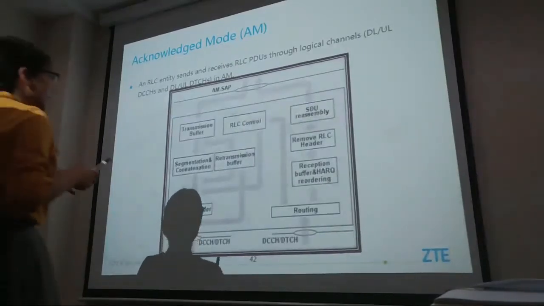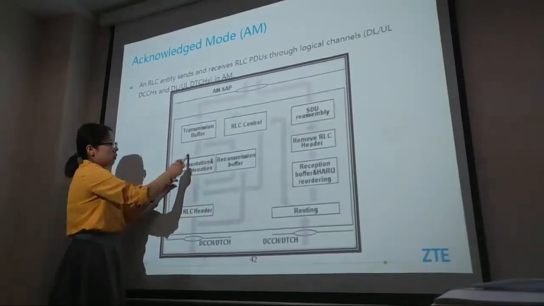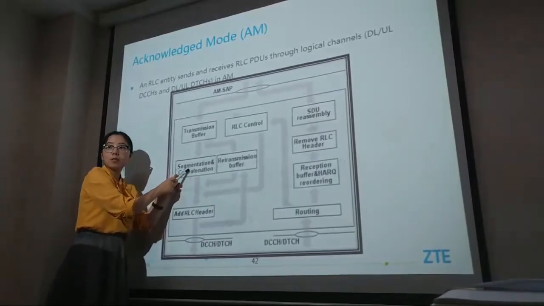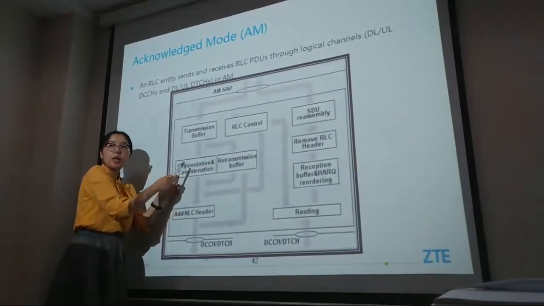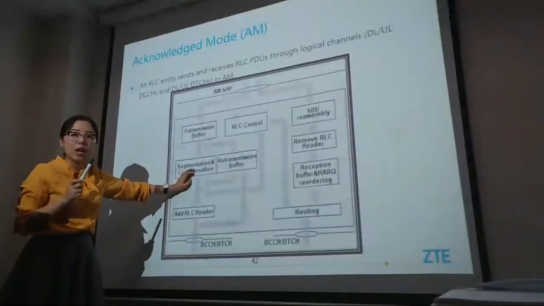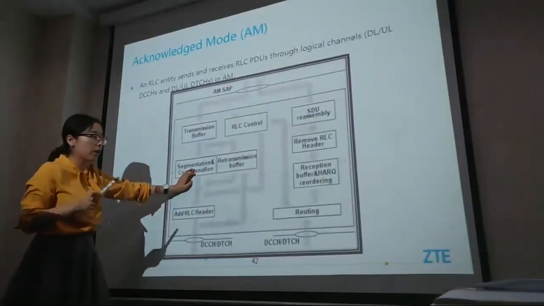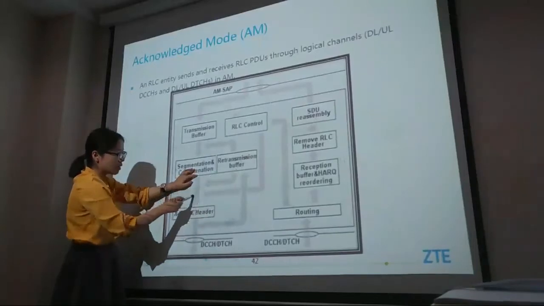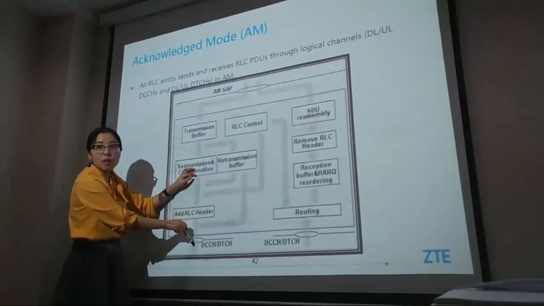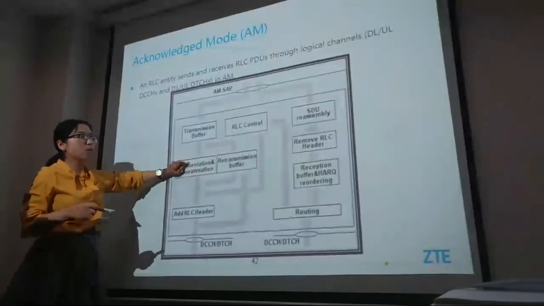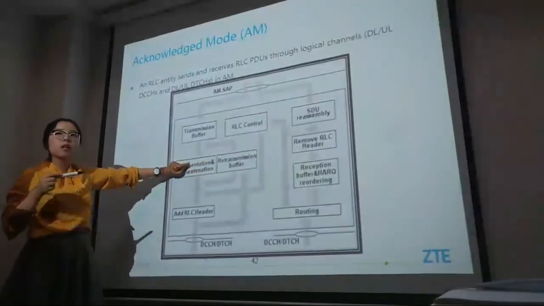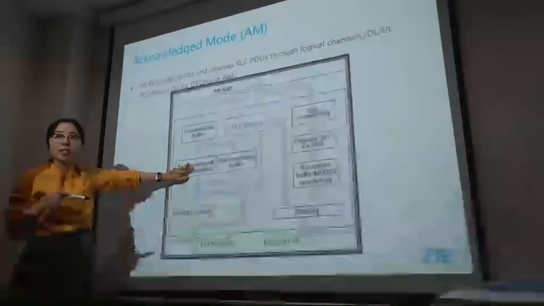So maybe it will perform resegmentation. Maybe the PDU size is enough, it's okay. So it goes to add the header directly to transmit. So here it has two paths. It's according to which one? The PDU size the MAC layer indicates.